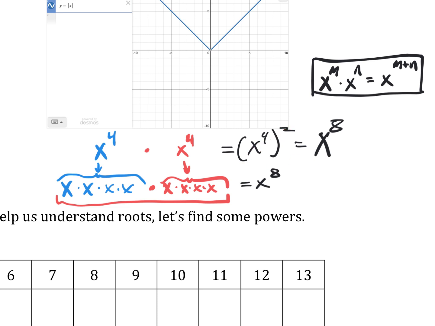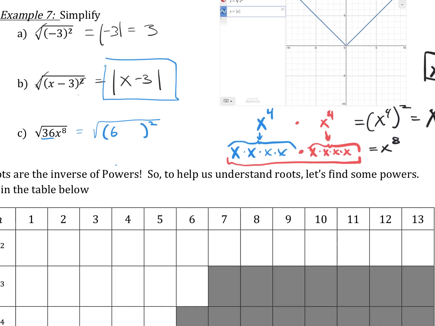And here, this shows us another power rule. If we have a power to another power, notice those multiplied make 8. And that's because of our power rule that says x to the m to the nth power is x to the m times n. That's a power rule. That's another rule we'll be using more as time goes on.